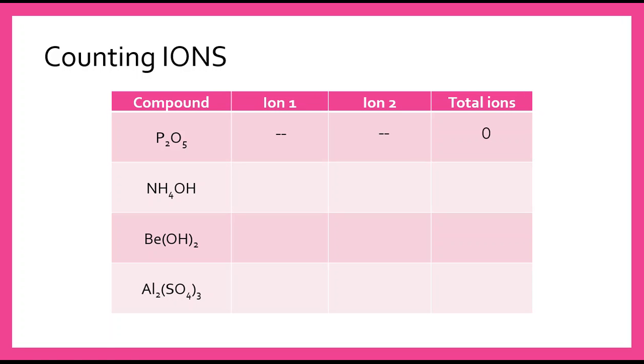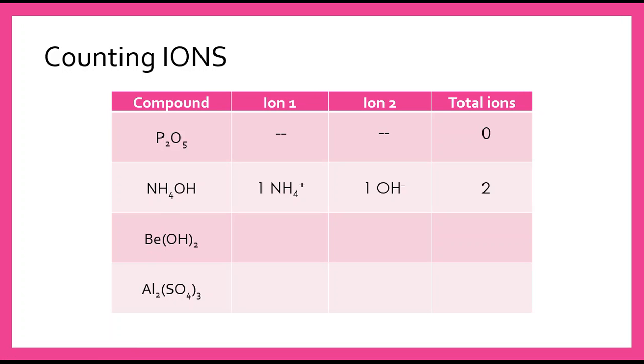They're doing it differently. But we know this one has an ammonium. We know this one has a hydroxide. So 1 ammonium ion, 1 hydroxide ion. That's a total of 2 ions. However, if we're looking at this one where we have parentheses, how many beryllium ions do we have? How many berylliums? Just one.